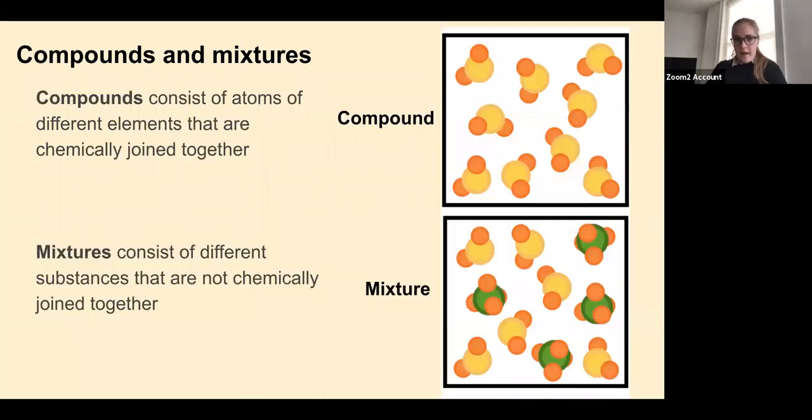So again, compounds consist of atoms of different elements that are chemically joined together. In this diagram of a compound, you can see particles that have different atoms that are chemically joined together. But a mixture consists of different substances that are not chemically joined together. In this diagram of a mixture, you can see two different compounds in the sample that are not chemically joined together. So these components of the mixture could be separated. It's not a compound, it's a mixture.